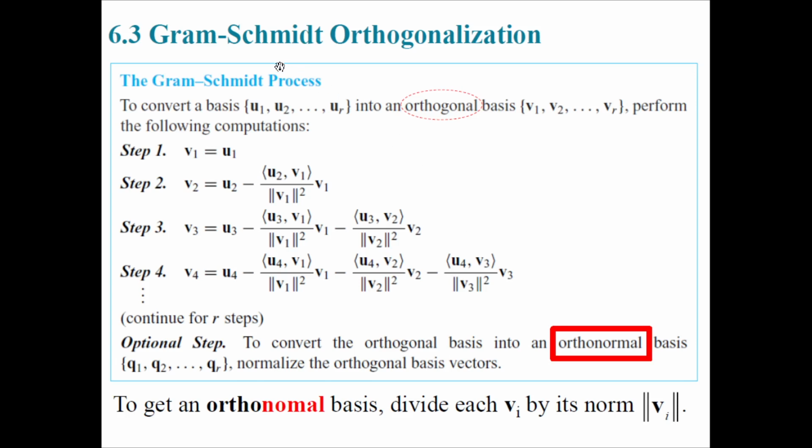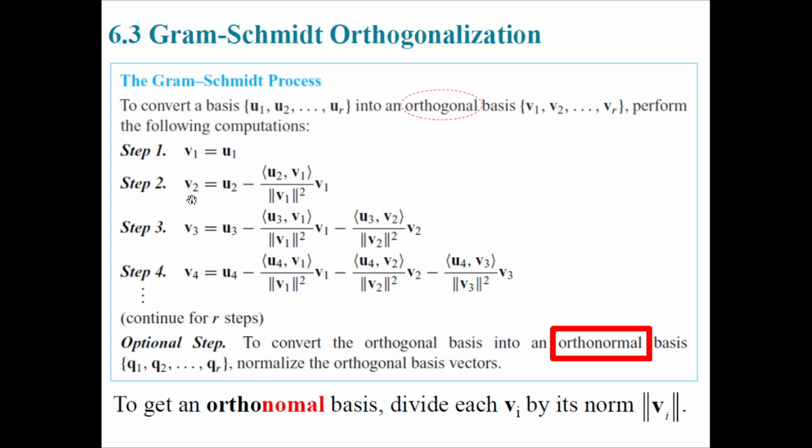Here is the Gram-Schmidt process. So I have a basis, some basis of a linear space, u1, u2, u3, ..., ur. And I want to transform that into an orthogonal basis with vectors v1, v2, ..., vr. So vectors v1, v2, ..., vr will be orthogonal to each other. Okay? So this is the idea. This is an ordered basis, so I start with the first vector. So v1 will be u1.